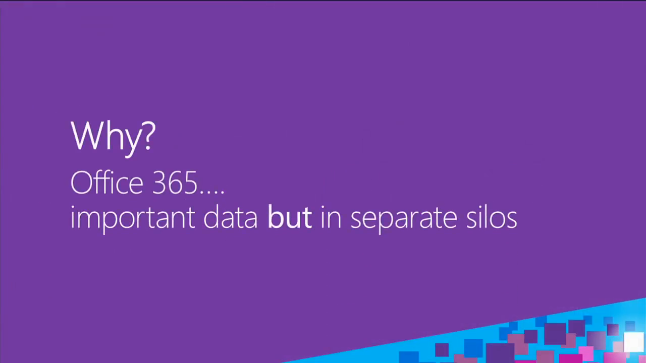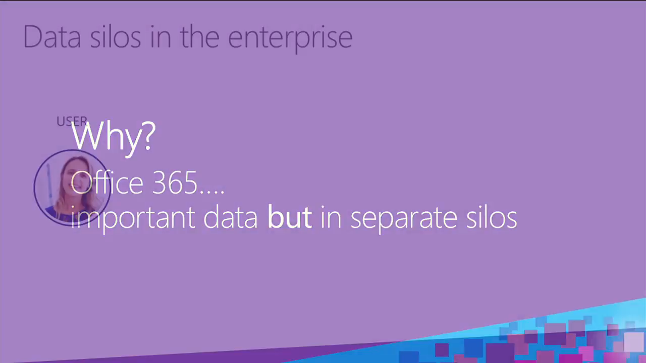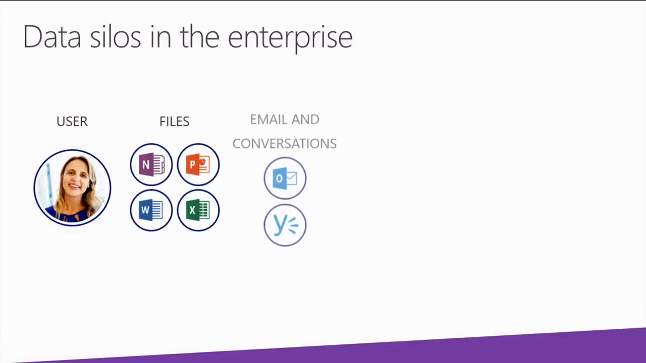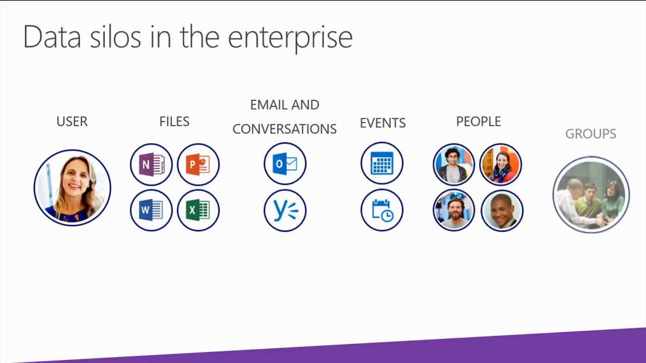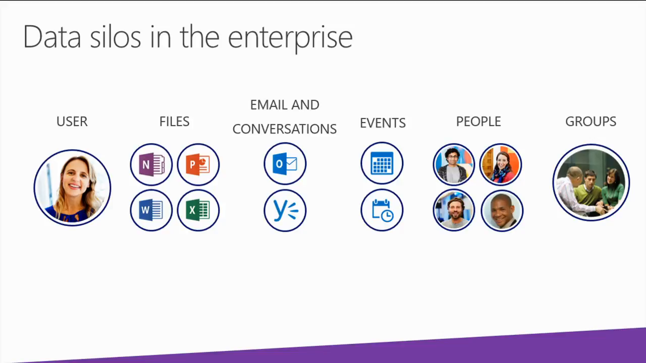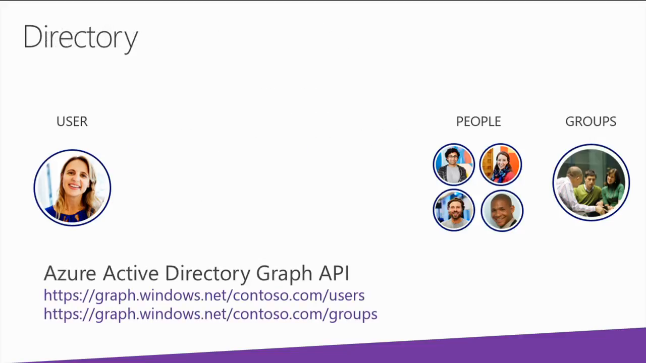So that brings me to why. Why are we doing this? Well, that's a lot of data, but that data is in different silos. It's in the different silos of the products that host them. We have the users, the files, the email and conversations, the calendar events, the people, and the groups. And each of them are in different silos. And this makes it very challenging for the developer, because if you want to access these APIs, you have to go to the workloads directly, as Rob was showing in the session before.